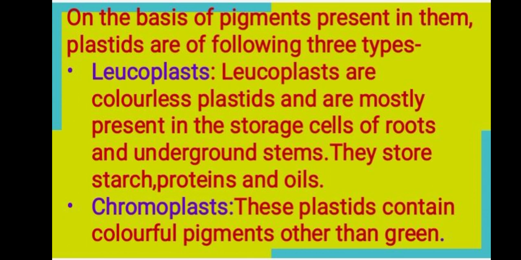On the basis of pigments present in them, plastids can be of the following three types. Leucoplasts. These are colorless plastids and are mostly present in the storage cells of roots and underground stems. They store starch, proteins, and oils.